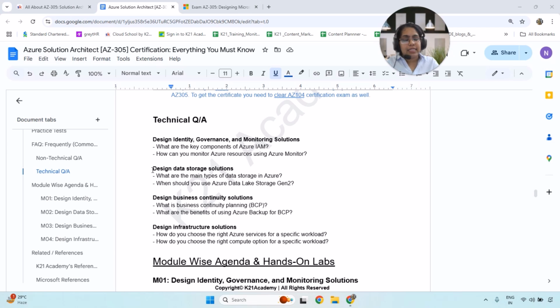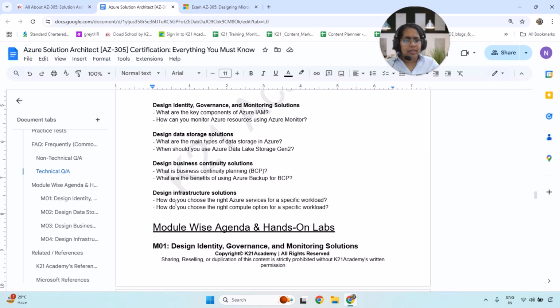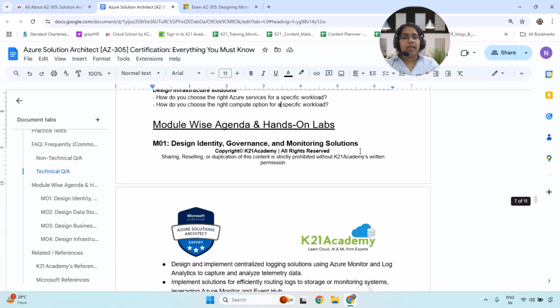Now let's move to the module-wise agenda and hands-on lab. In this module-wise agenda and hands-on lab, what we are discussing is, as I said, domain 1 talks about design, identity, governance, and monitoring solutions. As I said earlier also, these are all the subtopics you can go through when you are planning to go for the certification. So when you pick the first domain, make sure to go through all these subtopics as well.